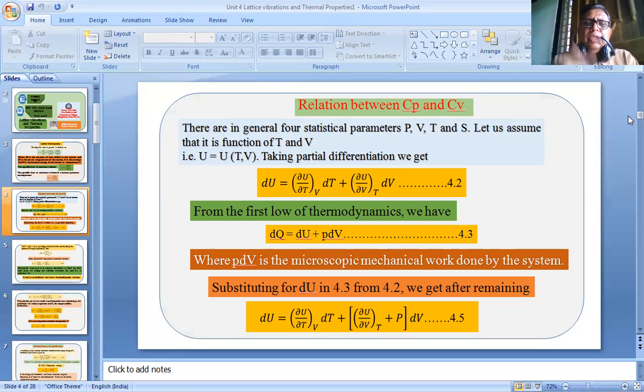Substituting for dU in equation 4.3, the value of dU taken from 4.2, we get dQ is equal to (delta U upon delta T) at constant V delta T plus [(delta U upon delta V) at constant T plus P] delta V, with P as it is. We take delta V common outside the bracket. This is a common factor, isn't it?